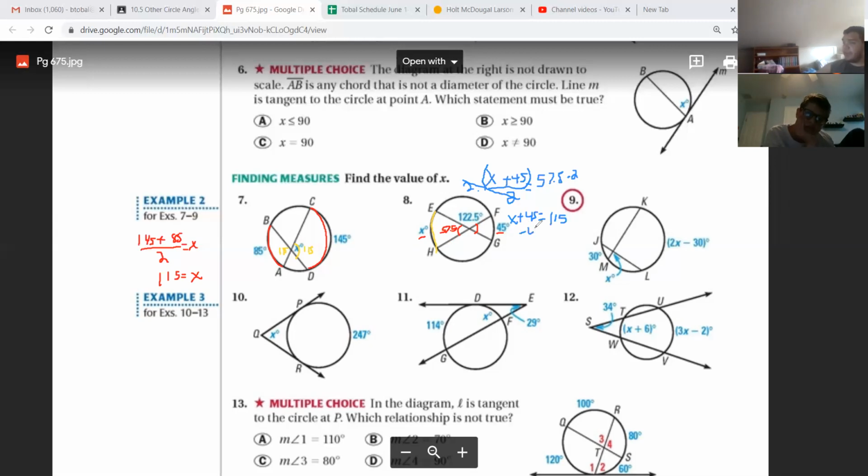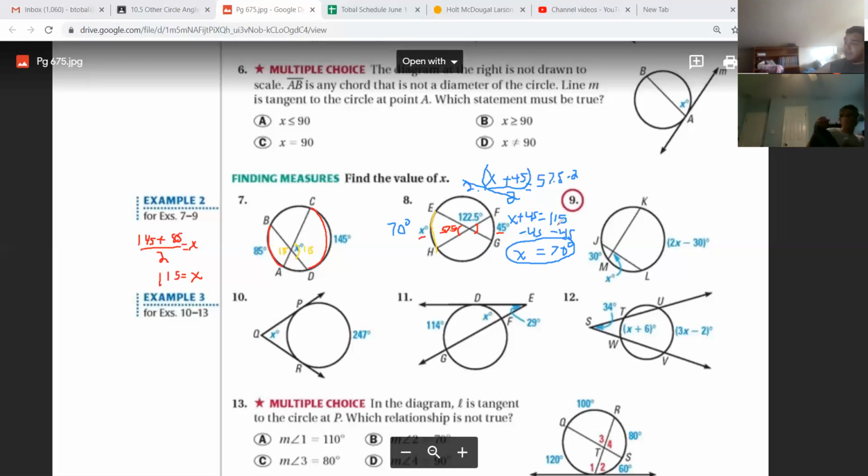Subtract 45 on both sides. Your x is going to be 70 degrees. So this arc over here is 70. And just to check, the average between 70 and 45, so 70 plus 45 is 115, divided by 2 is 57.5, so it matches out.